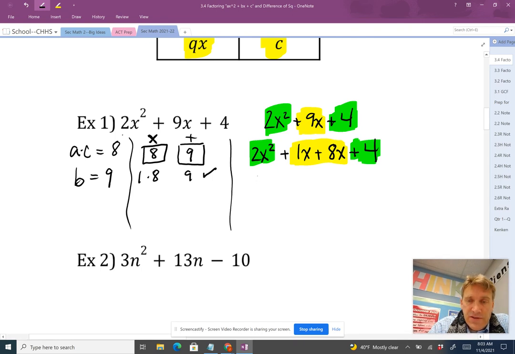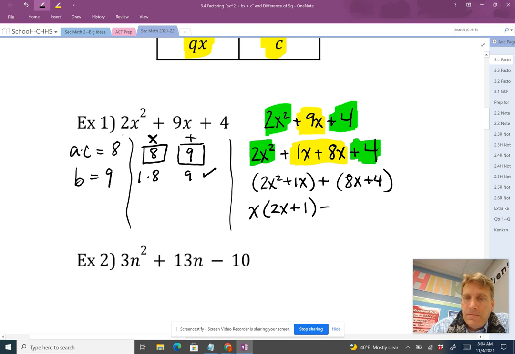And so then we factor this by grouping. 2x squared plus 1x plus 8x plus 4. I'm going to factor out what they have in common in each group. So 2x squared plus 1x share an x. When I take that out, I get x times 2x plus 1. And 8x plus 4 have a 4 in common. So take out 4 times 2x plus 1. And that's what we're looking for.